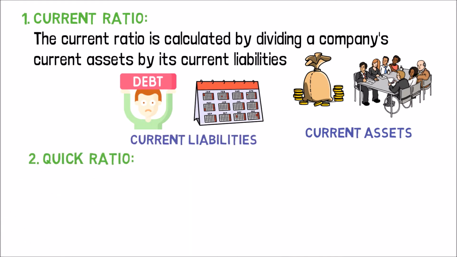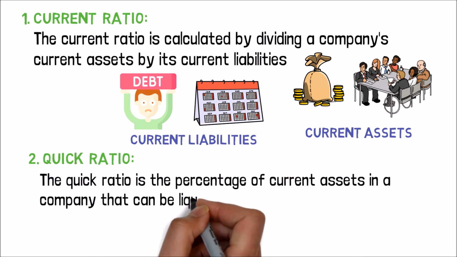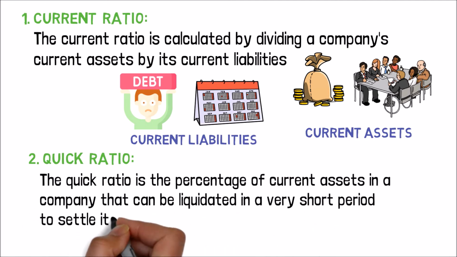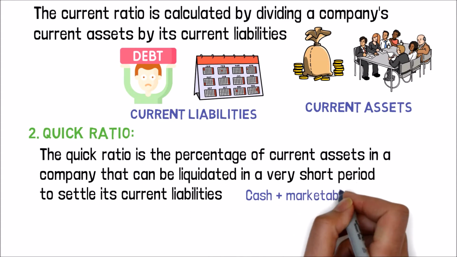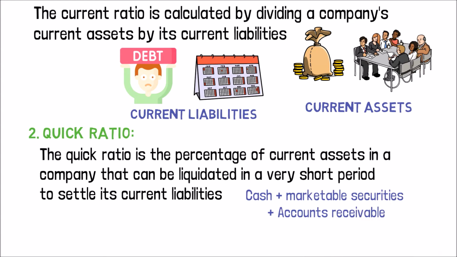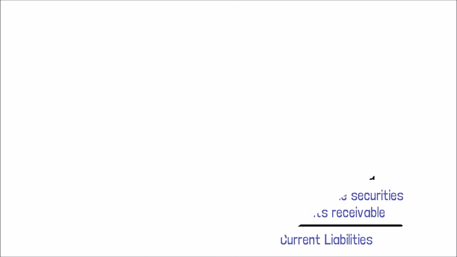Quick ratio. The quick ratio is the percentage of current assets in a company that can be liquidated in a very short period to settle its current liabilities. Add cash, marketable securities, and accounts receivable, then divide by current liabilities. This calculation indicates how quickly a firm may pay off its existing obligations using only its immediately available assets.